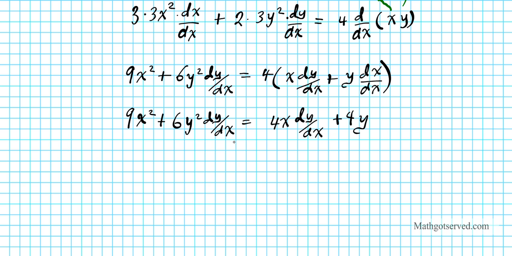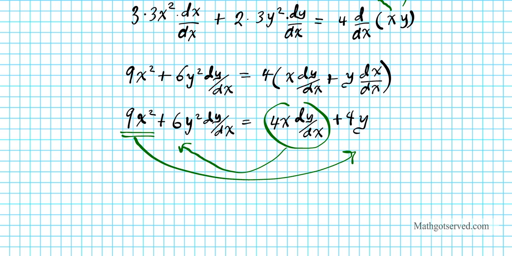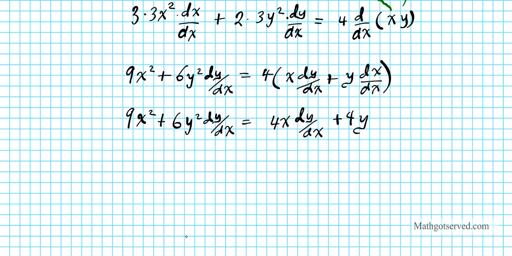I'm going to collect all the terms with dy/dx on one side and everything else on the other side, okay? So I'm going to move this 4x dy/dx to the left side, and I'll move 9x squared to the right. All right, so let's use the properties of equality to do that. I'm going to subtract 9x squared from both sides. Subtract 9x squared. And then I'm going to subtract 4x dy/dx. You can do this procedure mentally. I'm just trying to show it visually here.